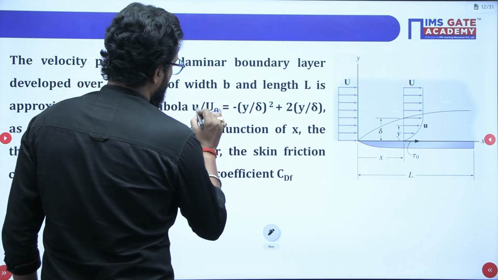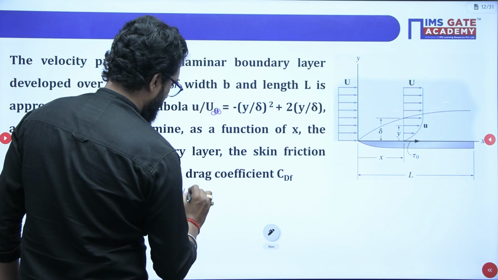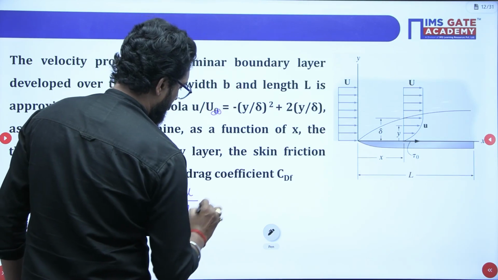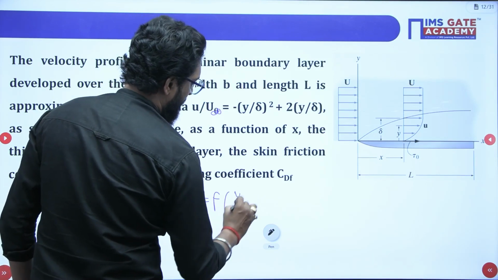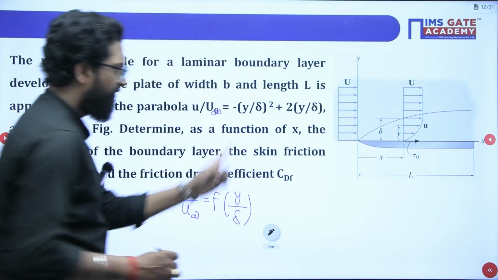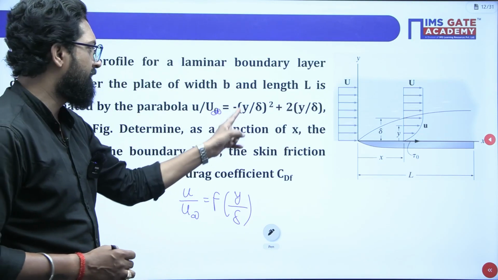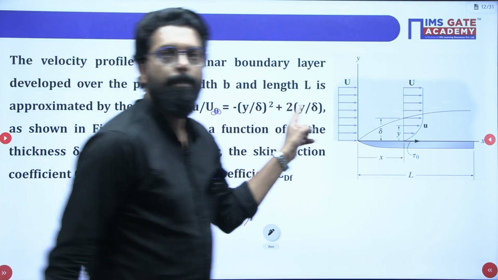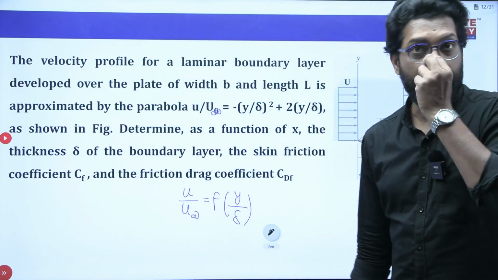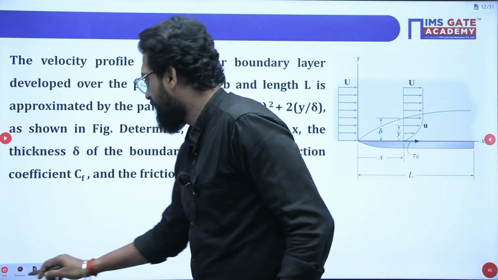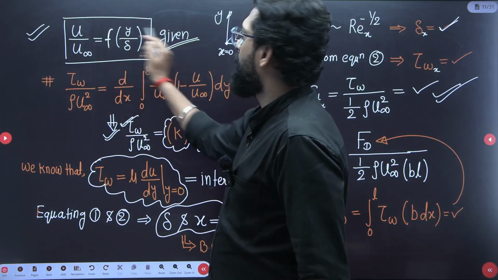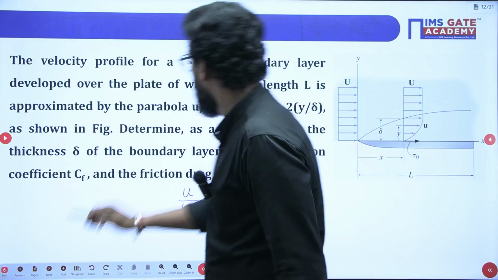See, this is your u by u infinite. U by u infinite is a function of y by delta. It is given. What is that? Minus y by delta whole square plus 2y by delta. It is given in the question. I already told you this, it is given in the question.